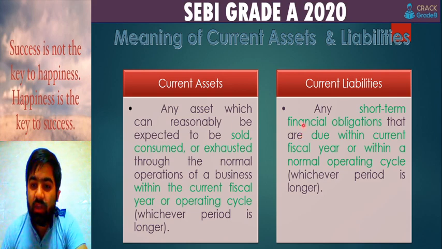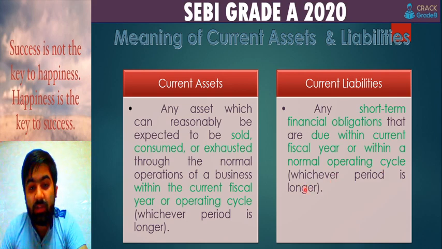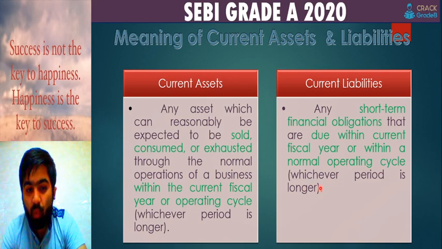So as we see on the screen, it is all written in here. Any short-term financial obligation that is due within the current fiscal year, or within a normal operating cycle, whichever period is longer. So it is the same definition as assets. In current assets there are assets which can be sold, consumed, or exhausted; in current liabilities it is short-term financial obligation, but the same fiscal year or normal operating cycle, whichever is longer, will be considered for current assets and current liabilities.